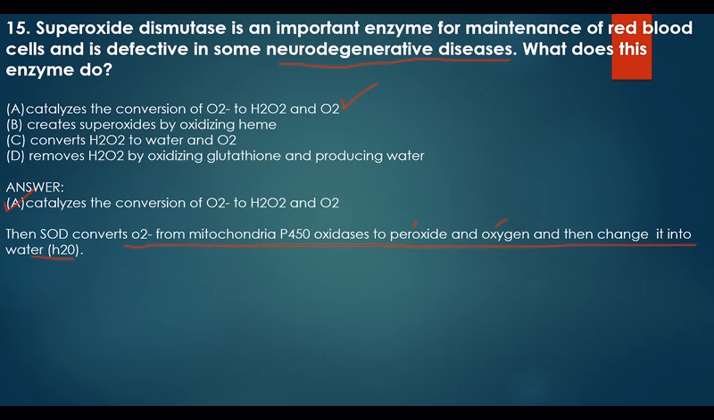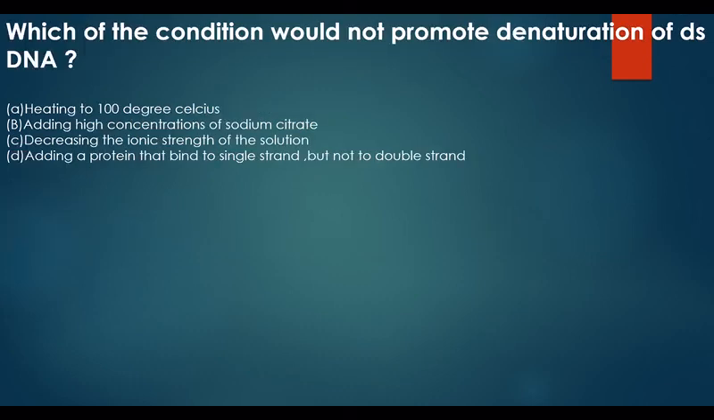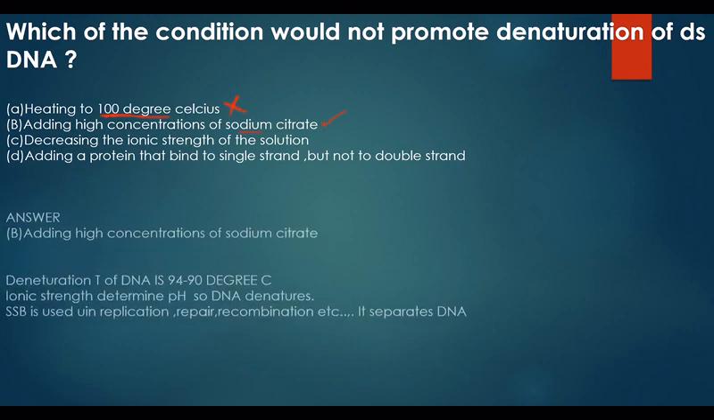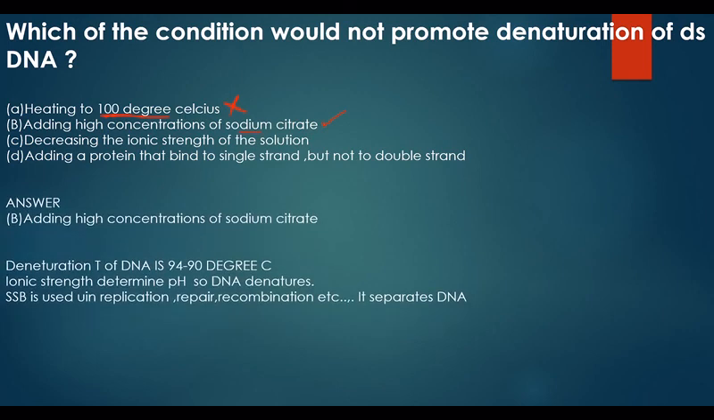Next is, which of the conditions would not promote denaturation of double-stranded DNA? First is heating to 100 degrees Celsius. We all know the PCR denaturation temperature is 94 to 98, so it will denature the DNA at 98 degrees itself. So 100 degrees obviously promotes the denaturation of double-stranded DNA. So A is wrong. Next is adding a high concentration of sodium citrate. Sodium citrate is used to store double-stranded DNA. It also stabilizes the DNA structure to some extent and enhances the melting temperature.